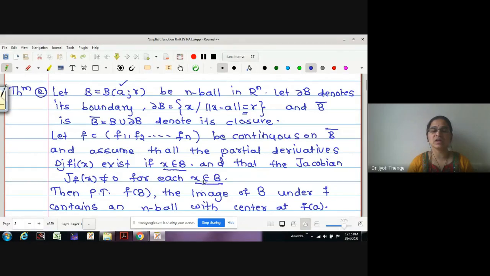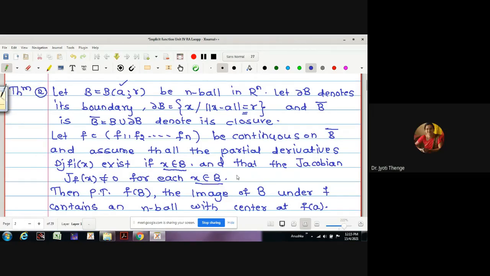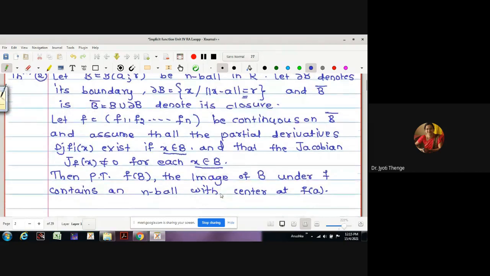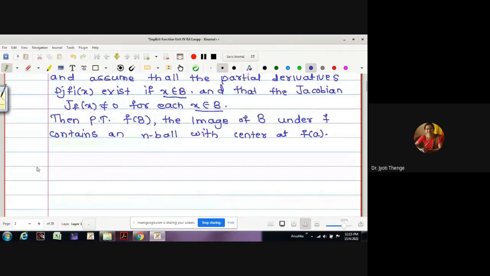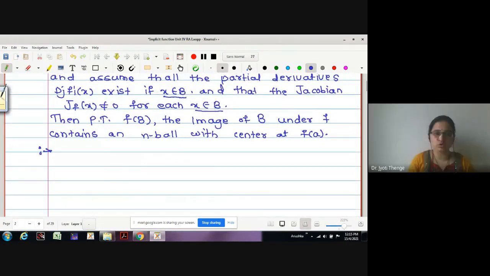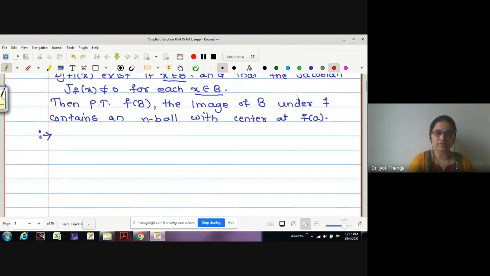And now we want to prove that f of B, whatever is the f image of this ball under the given function, is going to contain an n-ball with center at f of A. Let me show you graphically what these statements mean. Okay.